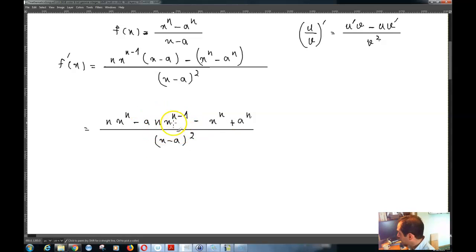So of course you can simplify this a little bit. So this is n times x raised to the power n minus a n x raised to the power n minus 1 minus x raised to the power n plus a raised to the power n over x minus a raised to the power 2. This is the derivative of your function.